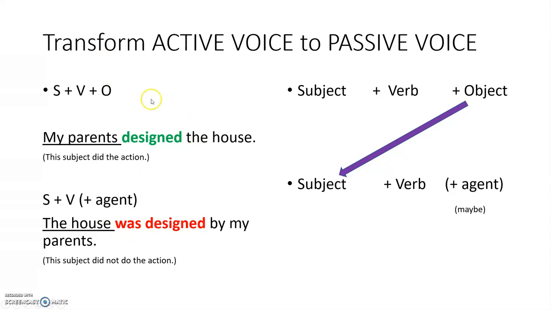This slide also shows you how you can transform an active sentence to a passive sentence. If you have a sentence with subject plus verb plus object, what you're going to do is take the object, send it to the front. That becomes your subject in the passive sentence. My parents designed the house. This subject did the action. The focus is on these people. Here's passive voice. The house was designed by my parents. Now the focus is on the house. The verb changed to was designed.